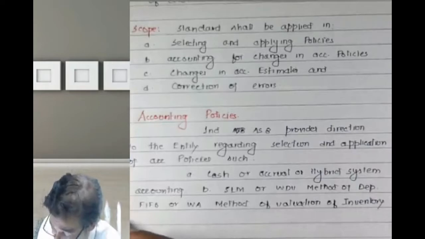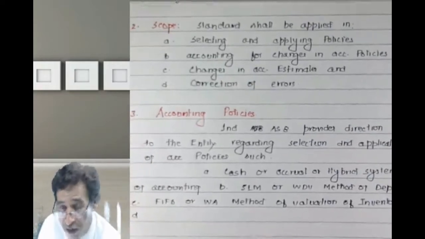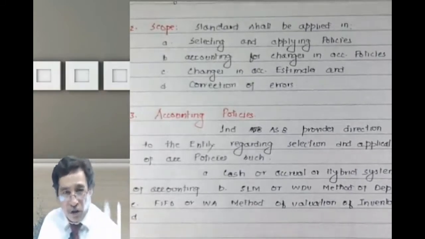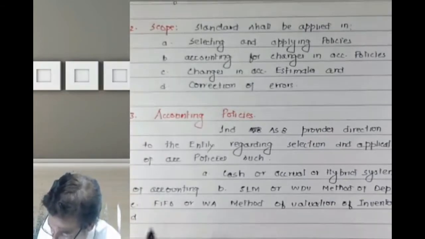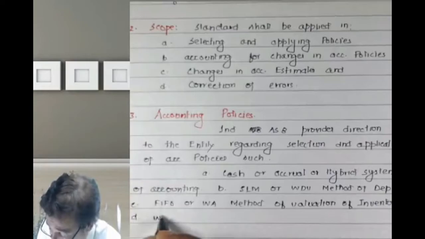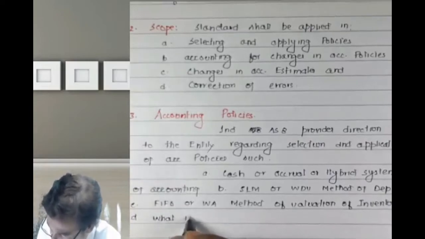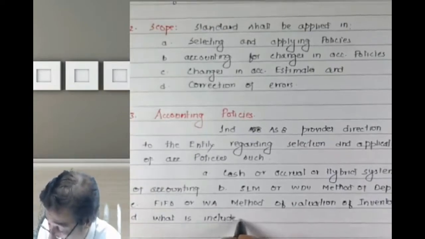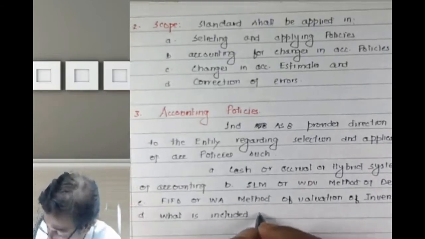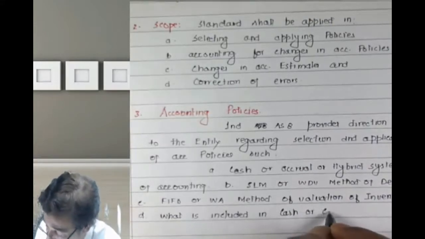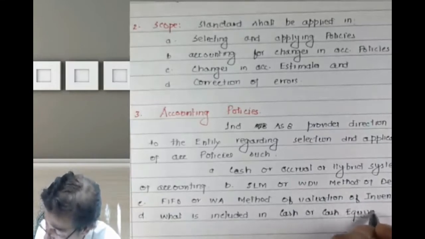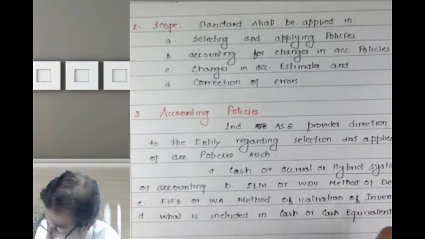Similarly, sometimes there is a dilemma, and the entity and the management have to decide what we should include in cash and what we should not include in cash or cash equivalent. Correct? So I will write here what is included in cash or cash equivalent. So there are several questions, correct?